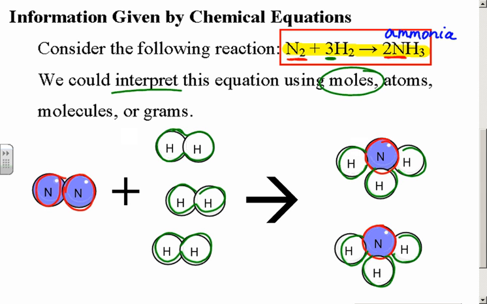We're going to start by focusing on the mole. A mole, as you remember, is a way of counting. A mole represents 6.022 times 10 to the 23rd of any substance. What I want to show here is that in this picture, we had 1 molecule of nitrogen reacting with 3 molecules of hydrogen to give us 2 molecules of ammonia.